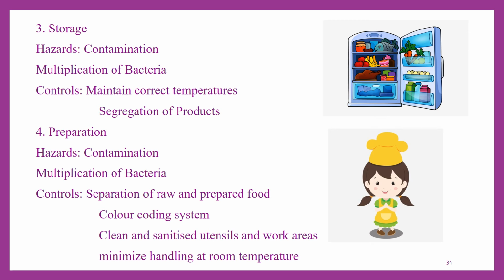When the activity is storage, the hazards are contamination and multiplication of bacteria. The controls are maintain correct temperatures and segregation of products. When the activity is preparation, then the hazards are contamination and multiplication of bacteria. The controls are separation of raw and prepared food, color coding system, clean and sanitized utensils and work areas, and minimize handling at room temperature.